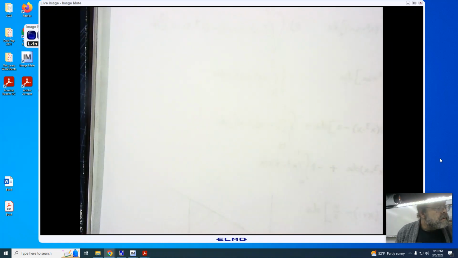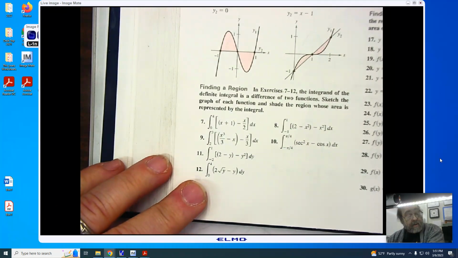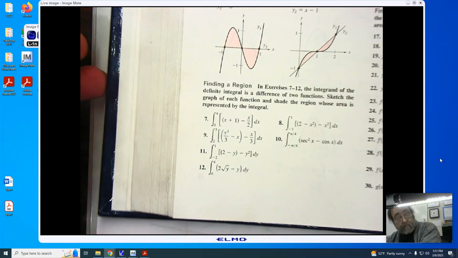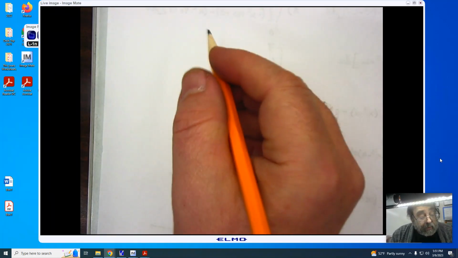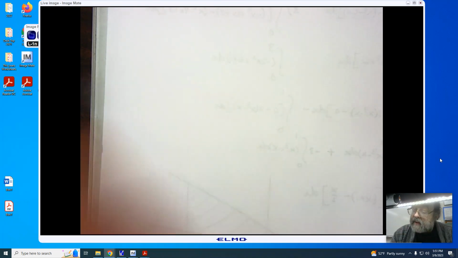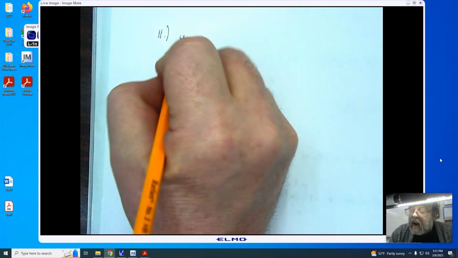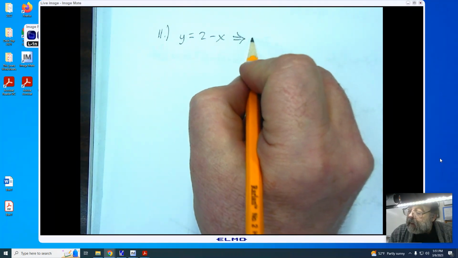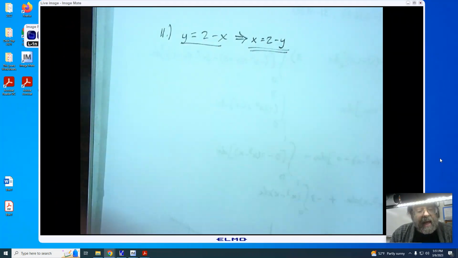Almost done, at least with this section. Number 11 is now a horizontal rectangle, and we have a line and we have a quadratic. Now, for those of you who struggle graphing these, something that you might want to try doing is converting them into a y equals. For example, for number 11, we know that our y equaling 2 minus x came from the x equals 2 minus y. So I can graph this as opposed to worrying about that piece.